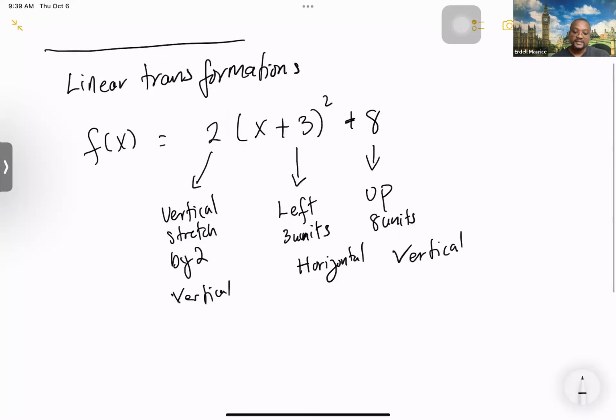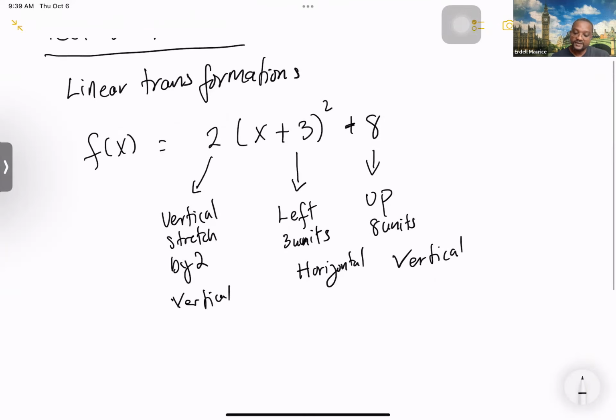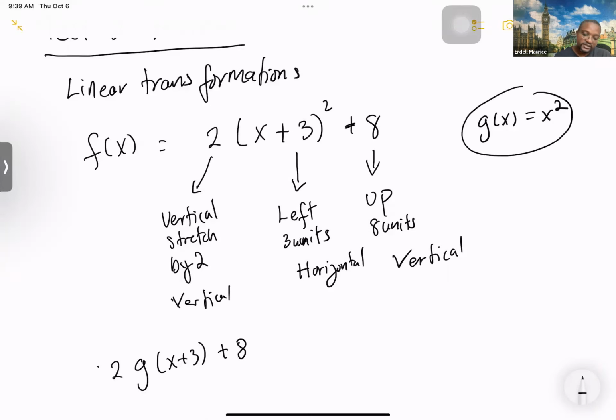The second thing we need to understand is that if I had a different function, say g of x, and g of x is simply x squared, then I can write 2 times g of (x plus 3) plus 8. And since g of x is x squared, this is the same thing as f of x. So there are 2 different formats for writing your linear transformations.